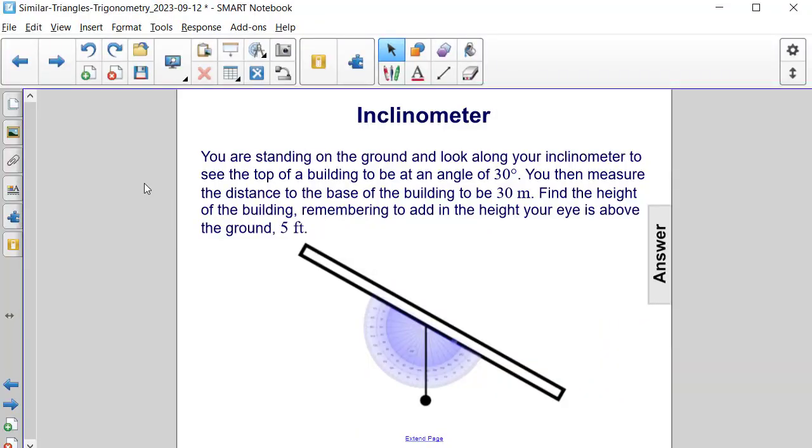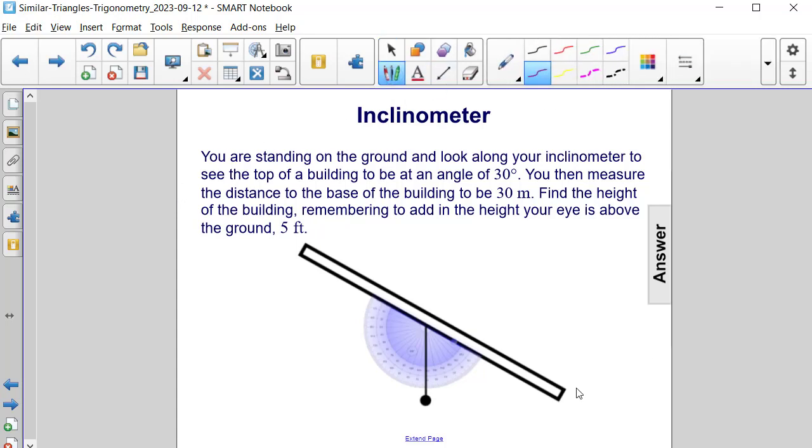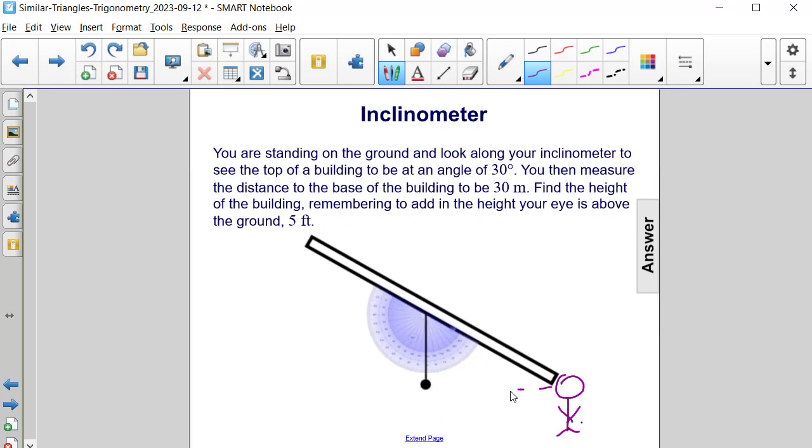Here's an example. You are standing on the ground and look along your inclinometer to see the top of a building at an angle of 30 degrees. Let's actually start drawing a picture. So here's a person. Here's their horizontal line of sight. And here's the building that they're looking at. Let's try to make the bottom of the building be even with the person and on the ground.